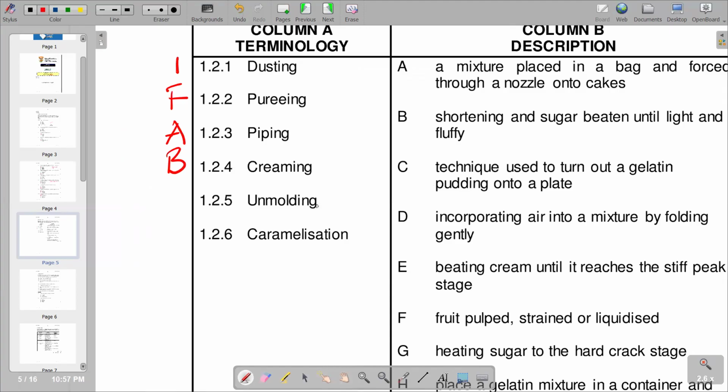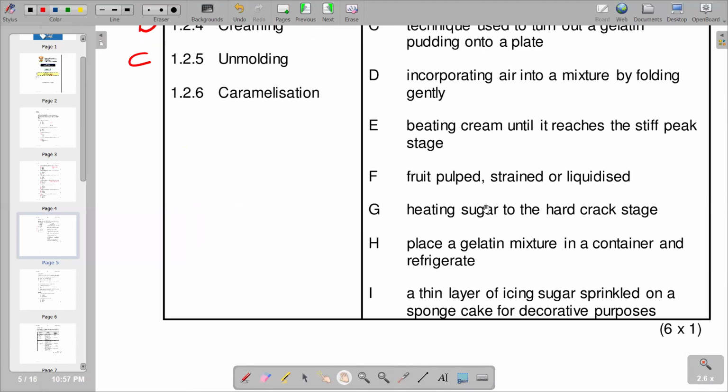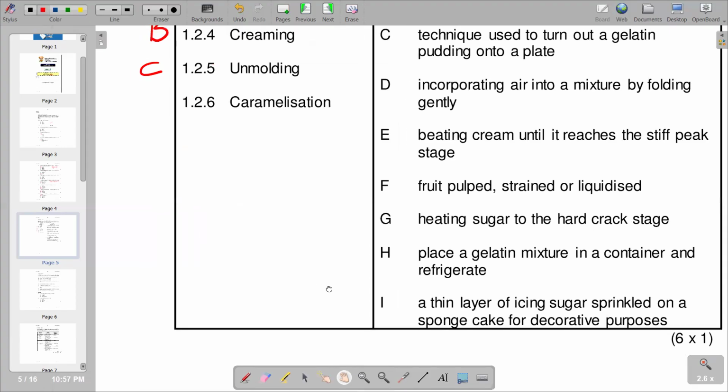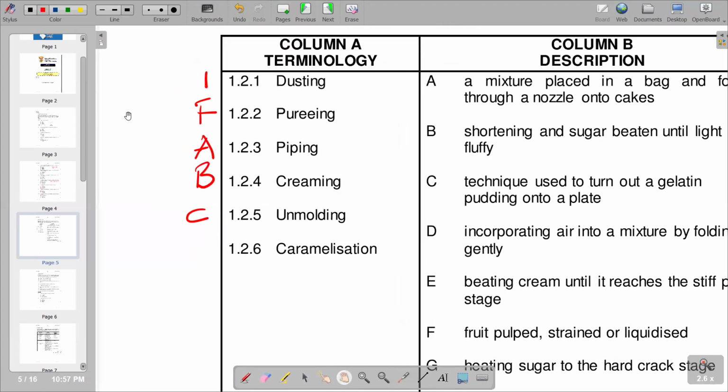Then we've got unmoulding. You see that if you go to C, it reads technique used to turn out a gelatin pudding onto a plate. So we have C as the correct response. And number 6 is caramelization. We also check according to responses given. We have G, which is getting sugar to the hard crack stage. So we have G as the correct response. So basically, this is what we have on this section.